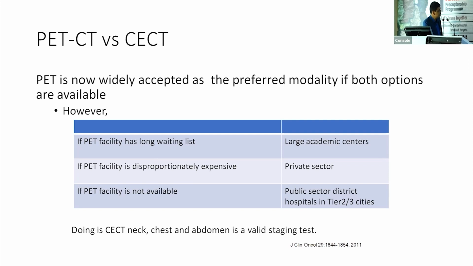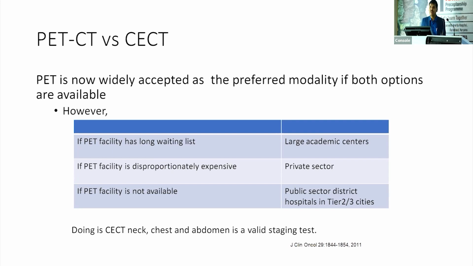Second, PET-CT is disproportionately expensive. Cost is always a touchy issue, but in the private sector, definitely the cost of doing a PET-CT is quite high. And third, PET-CT is not available. Now, why go far away? I work in Chandigarh. We go to just Shimla. Shimla is a district headquarter. They have IGMC Shimla. PET-CT is not there.